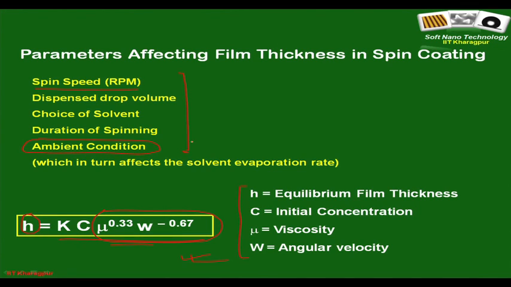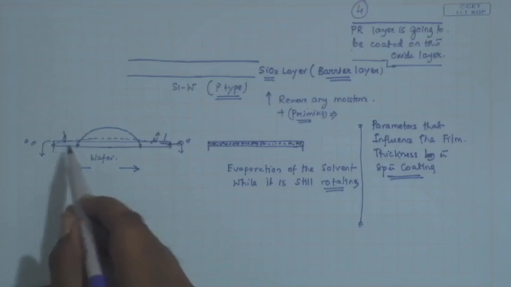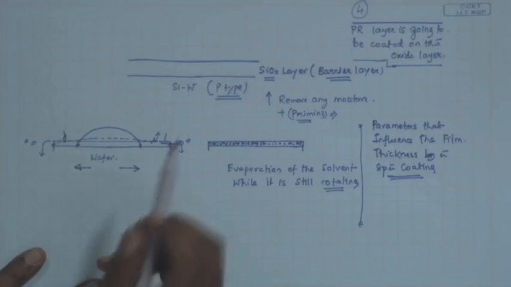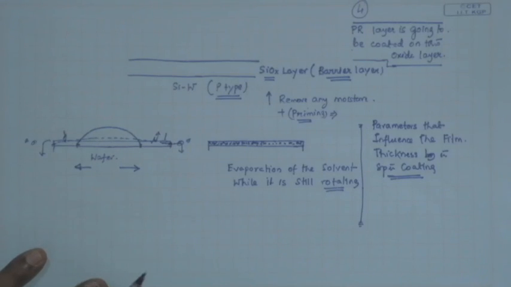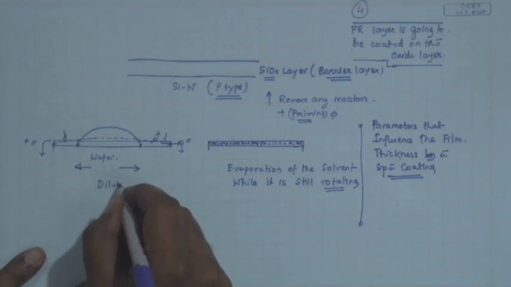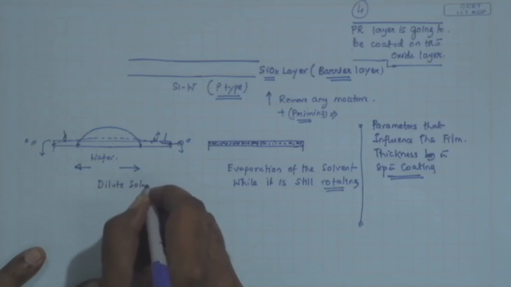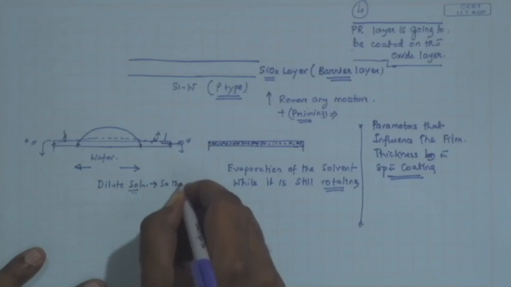In fact, I would like to just highlight one very interesting aspect of spin coating. Many people tend to confuse that as soon as you start rotating, the solute starts to deposit or the film deposition starts. In fact, that is not the case. You typically start off with a very dilute solution. You deliberately take a dilute solution so that the viscosity is low.